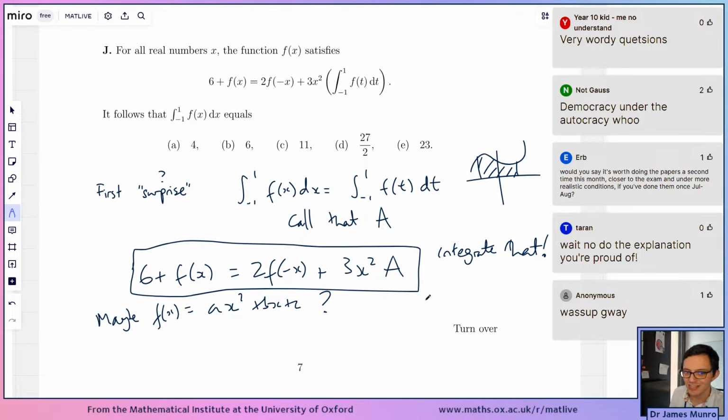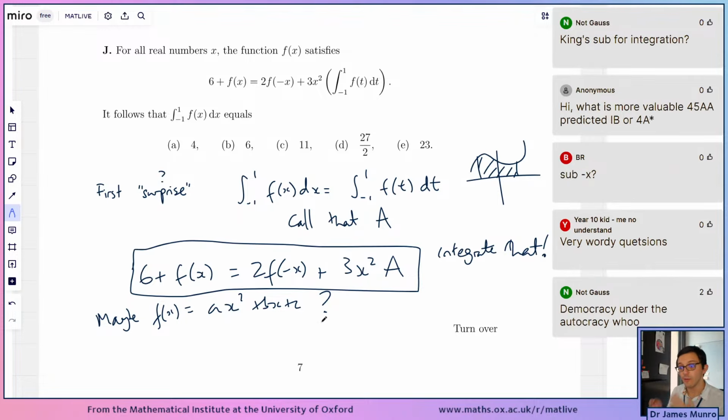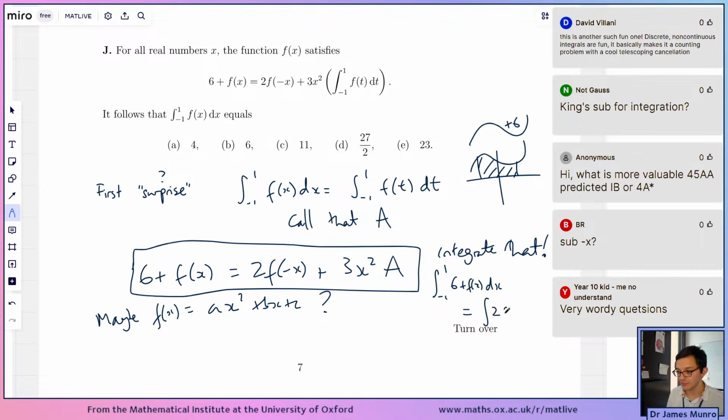But there's this slightly more slick method where you integrate both sides of this equation. It's true for all x, so I can integrate, essentially just taking all the different values of x and adding up the values of these expressions. So the integral from -1 to 1 of 6 plus f of x dx, plus 6, is equal to the integral of 2 times f of minus x plus 3x squared A. This one's also with respect to x.